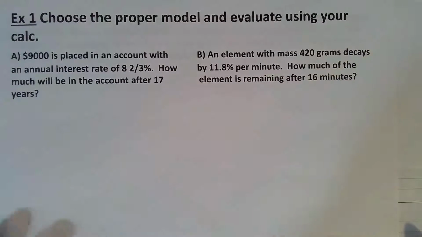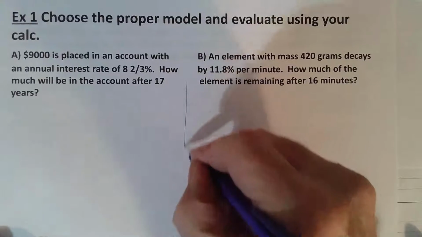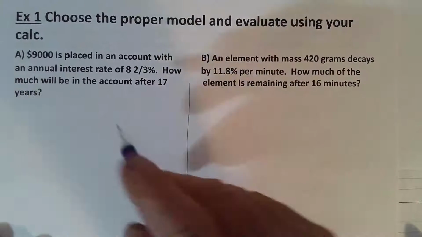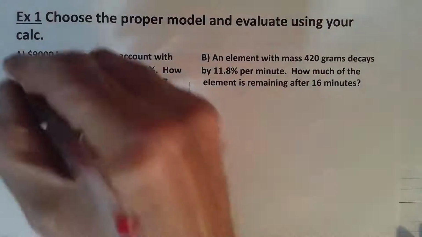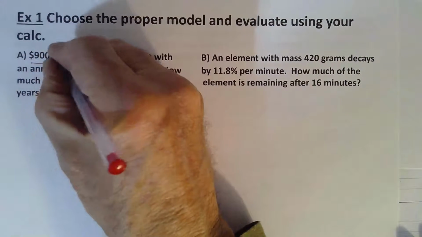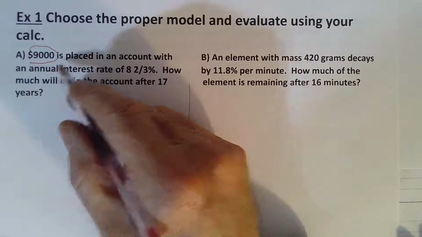All right, so notice we've got two problems, so I'm just going to divide this down the middle here. And the first one says $9,000 is placed in an account. So anything that's numbers and anything that deals with time, we're going to circle that stuff. So I've got $9,000 here. And it's placed in an account. So this is obviously the starting amount.